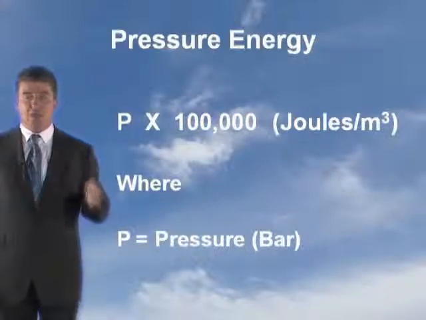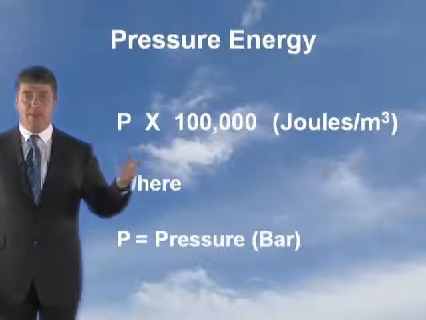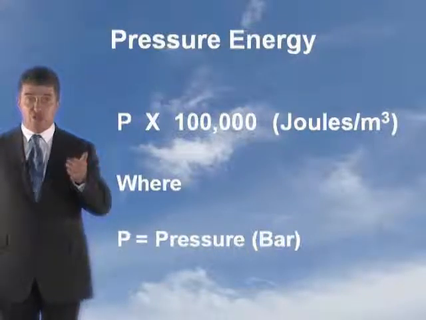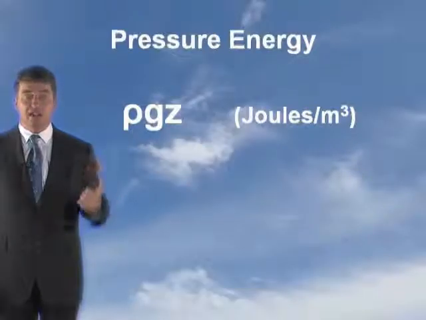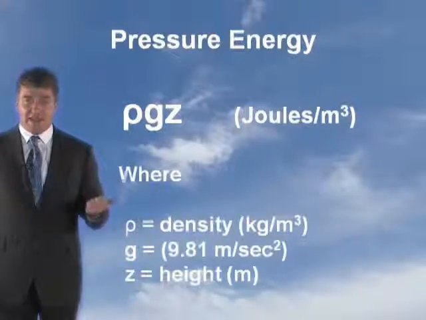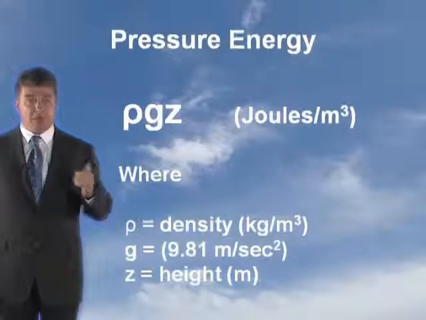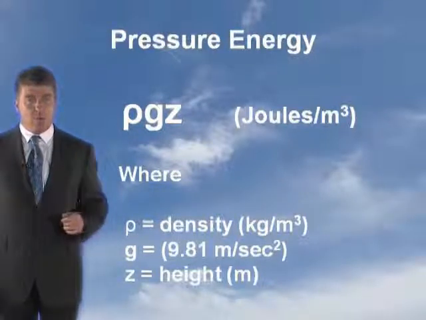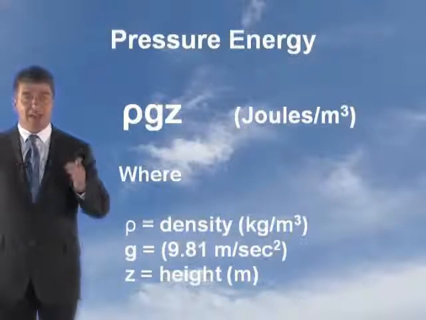Now, to convert from a bar to a Pascal, you use P times 100,000. So if it's 7 bar, that's 700,000 pascals. And again, that comes out in joules per metre cubed. To convert metres head to pascals, you use rho g Z. Again, that comes out in joules per metre cubed, where rho is the density, again in kilograms per metre cubed, g is the acceleration due to gravity, 9.81 metres per second squared, and Z is the height.